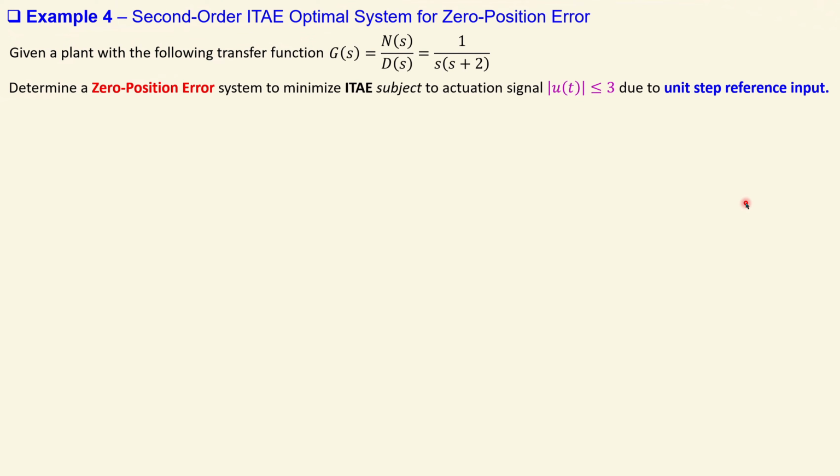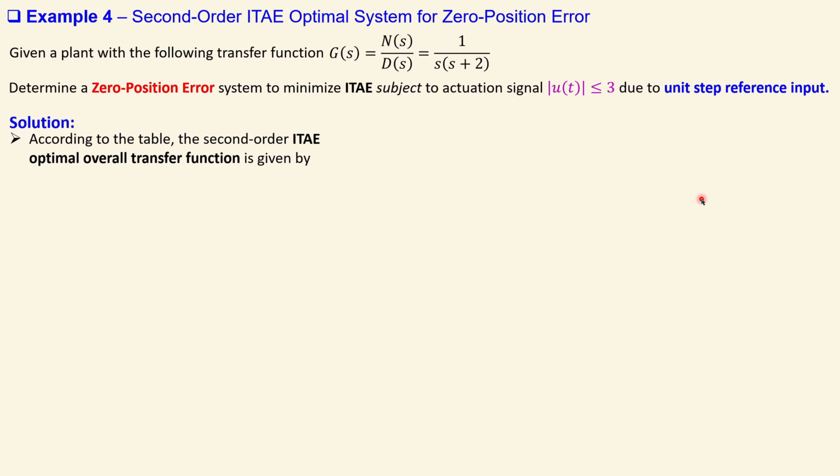Example number 4 first. We have a plant given here, it's just second order, and we would like to have a zero position error system to minimize that criterion, subject to an actuating signal which is smaller or equal to 3, due to a reference step input. Okay, solution, how do we work this out?